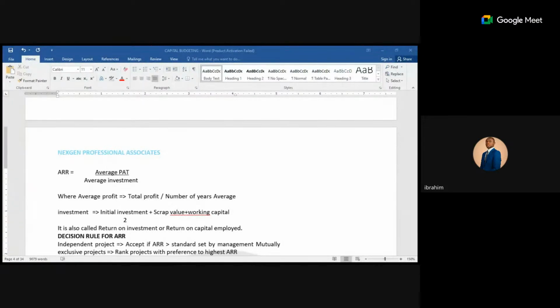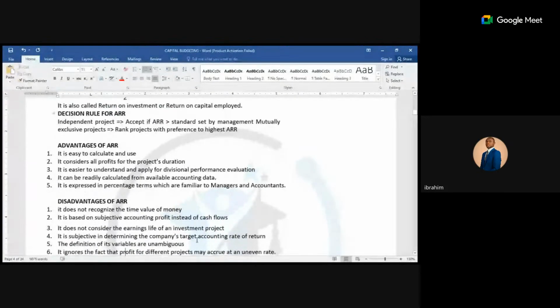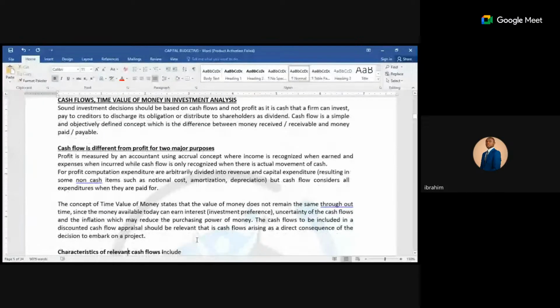Now, having explained the payback period, the average, and the accounting rate of return, we want to focus on cash flow. Of course, we are all professionals, and cash is king. Cash flow is actually different from accounting profit.